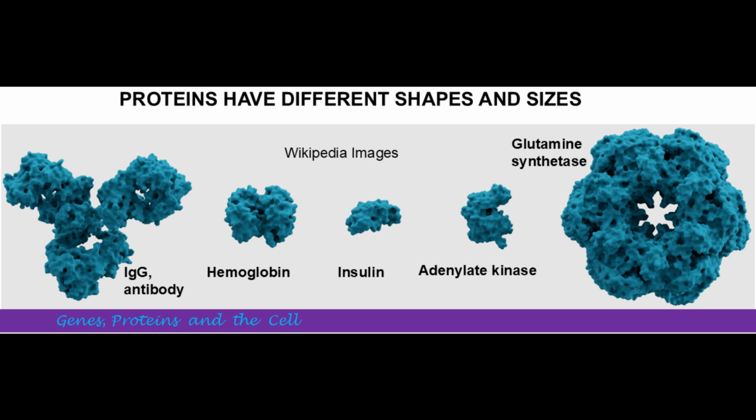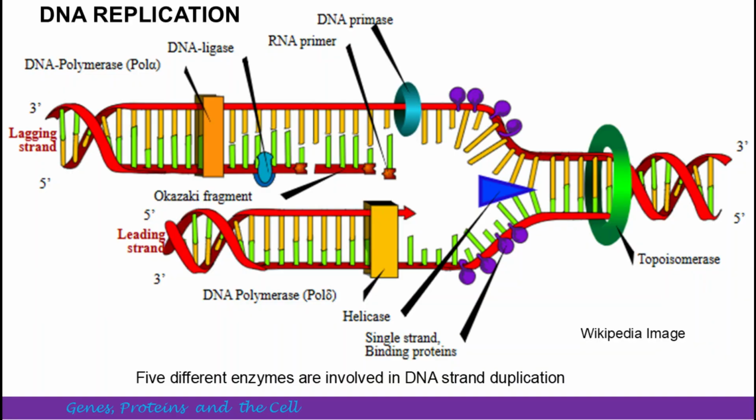Carbohydrates, fats, proteins, and nucleic acids are produced and operate with the assistance of proteins. The function of genes depends also on proteins. The image shows how 5 different enzymes are involved in DNA strand duplication. Many proteins still have unknown functions, and their specific role is a mystery. Our understanding of how proteins interact with one another is still quite limited.